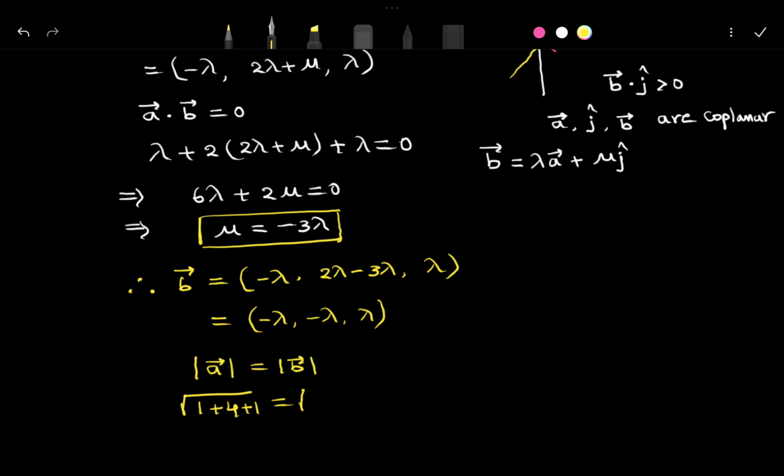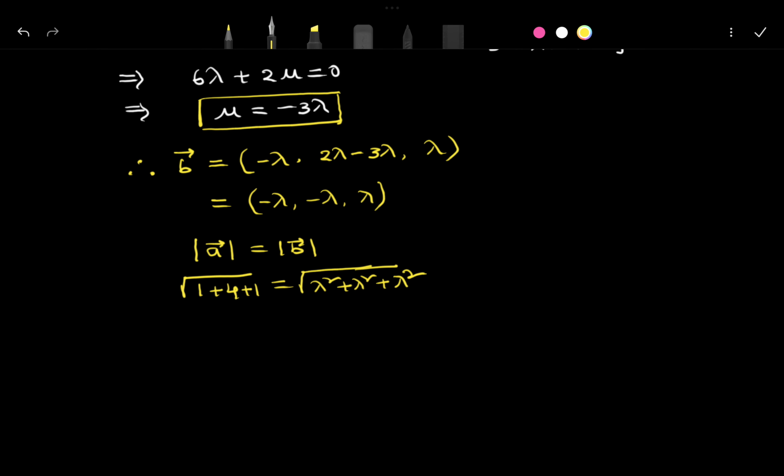The modulus of b bar will be the square root of lambda square plus lambda square plus lambda square. So this is nothing but the modulus of b bar. After that, by squaring both sides, you will get that 3 lambda square equals 6. Now lambda square equals 2. So lambda equals plus or minus root 2.